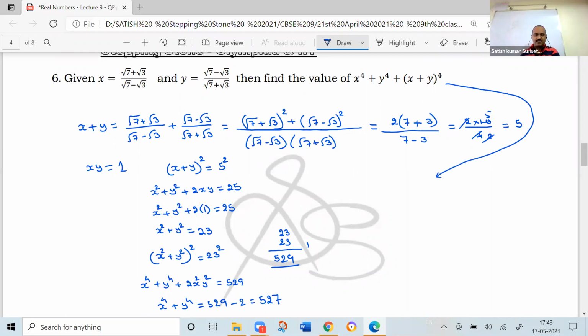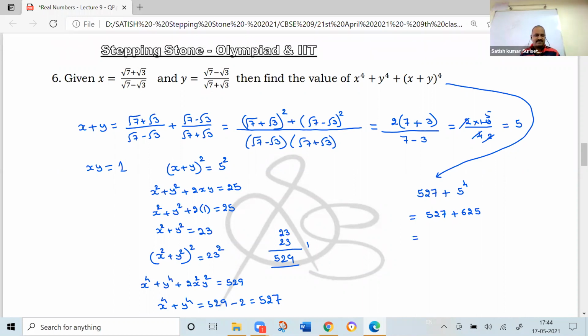Now what we need to calculate is this. So x power 4 plus y power 4 means 527 plus (x plus y) whole power 4, which means 5 to the power of 4. So 527 plus 5 to the power of 4. How much? 625. Add these two and tell me the value. 1,1,5. That is the answer.